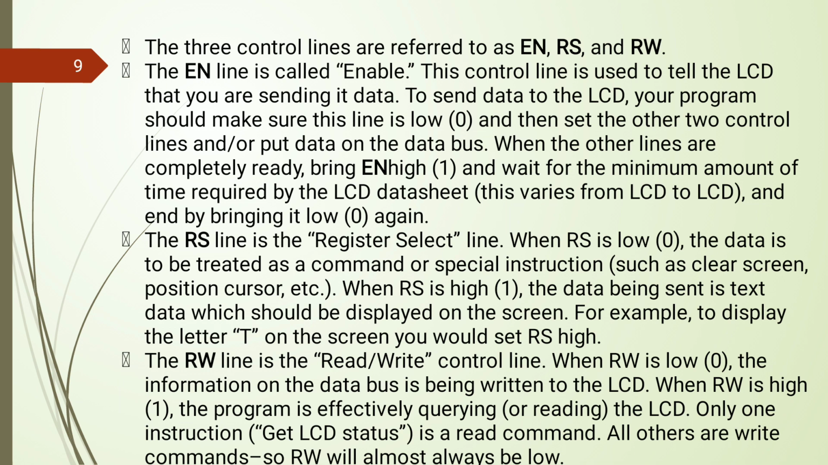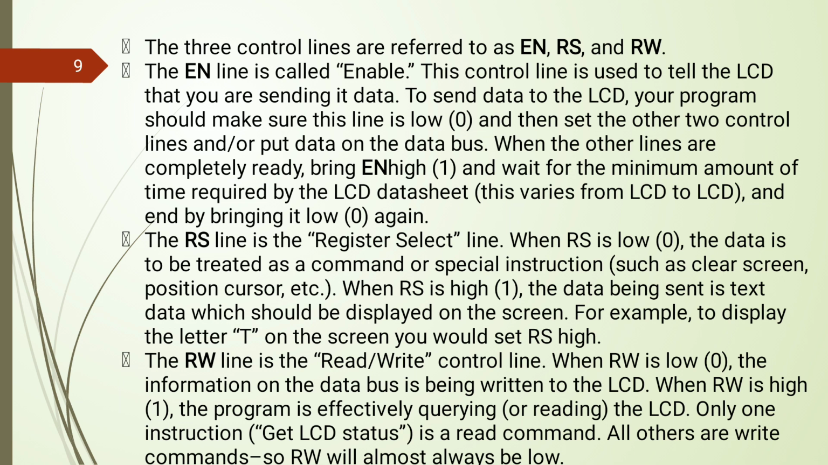RS, as I mentioned, is the selection of register. If we make RS equal to 0, whatever the contents written on the LCD are considered as a command, that is instructions like clear the screen, cursor position, row position, blinking of the cursor, cursor off, cursor on, like that. And if we make RS equal to 1, all the contents are considered as data contents which are to be displayed on the LCD as per your earlier selections.